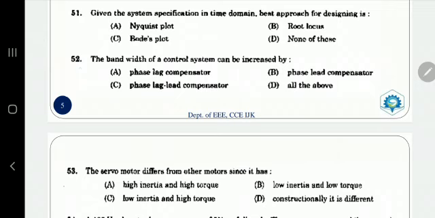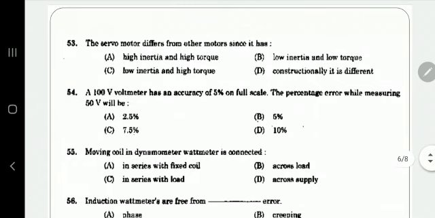The next comes question number 52. The bandwidth of a control system can be increased by... The answer is using a phase lead compensator. That is, the answer is B. It is actually a high pass filter, by which we can easily say that the bandwidth of the control system will be increased by using B. Okay, so let's move on to the next question, question number 53.